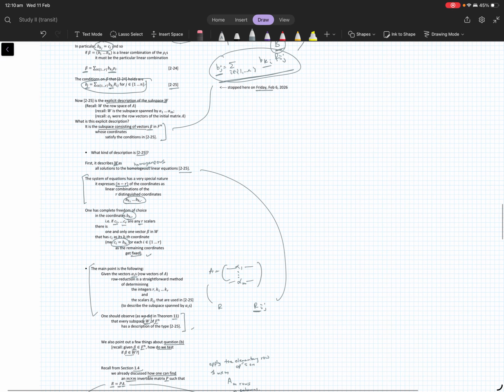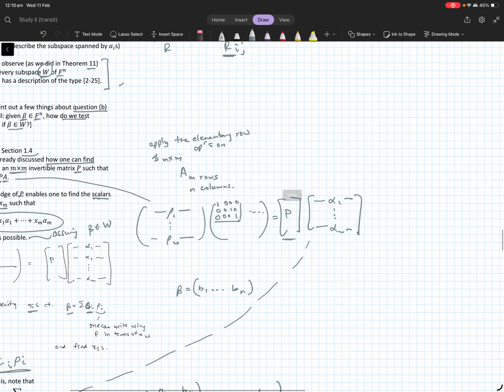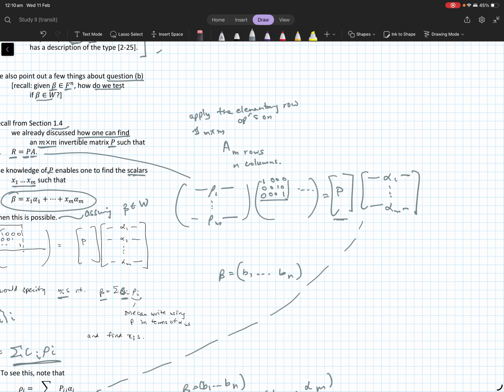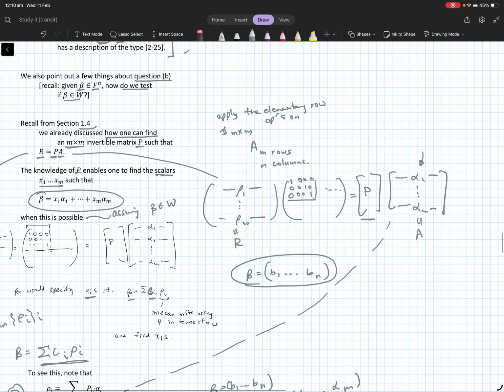Okay, so let me quickly remind you what we're doing. So we have a vector beta. Okay, so what are we given? We're given some vector beta, and we're given these row vectors alpha 1 to alpha m, and we know that one can find the row reduced echelon matrix, right? So this is capital R, this is capital A, and this is the invertible matrix P that maps capital A to capital R, right?